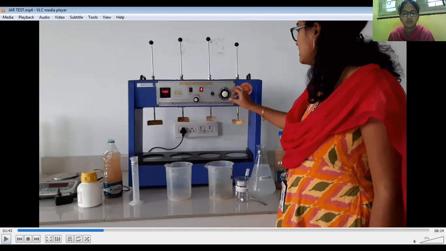Measure 1 liter of sample and fill the beakers. In the same manner, we will fill all the beakers.